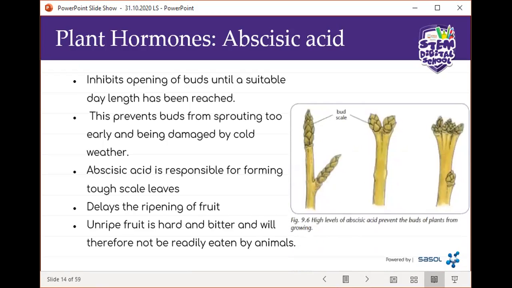So here on figure 9.6, we see high levels of abscisic acid, which prevent the buds of plants from growing, and we have bud scales forming right there.